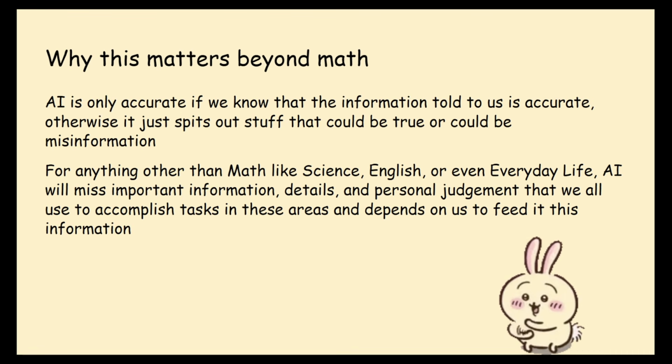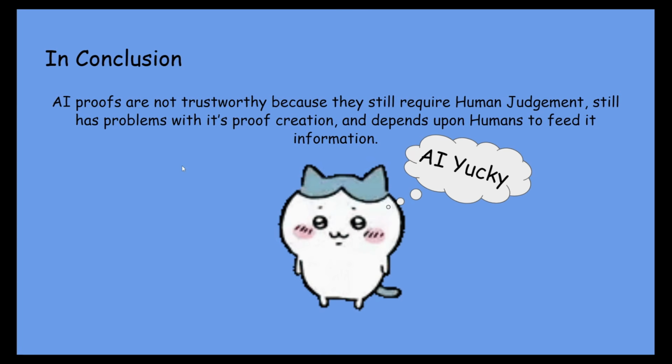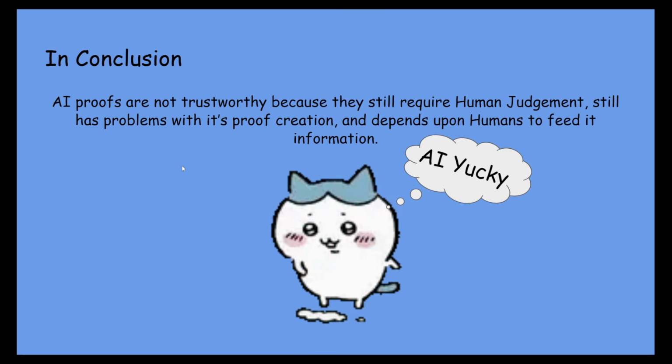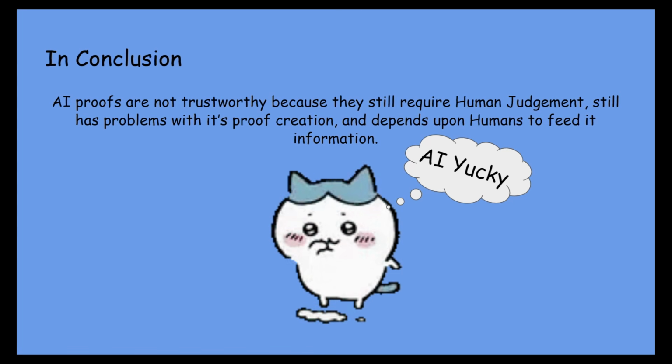For anything other than math, like science, English, or even everyday life, AI will miss important information, details, and personal judgment that we all use to accomplish tasks in these areas, and AI depends on us to feed it this information. In conclusion, AI proofs are not trustworthy because they still require human judgment, still has problems with its proof creation, and depends on humans to feed it information.